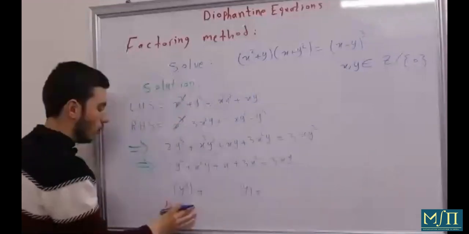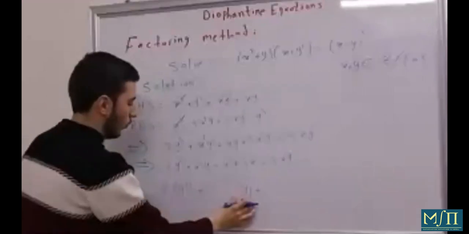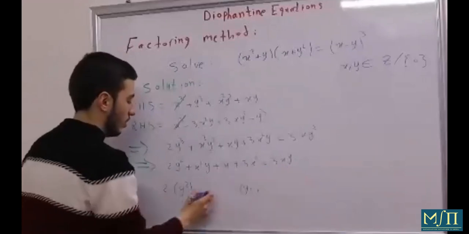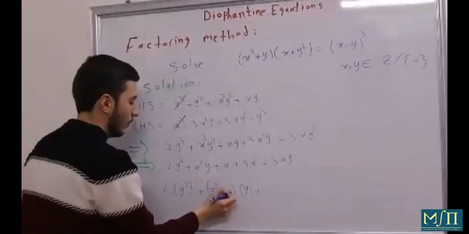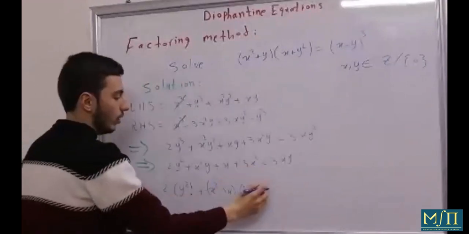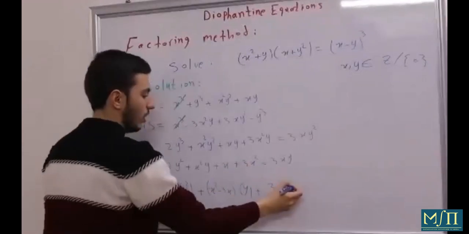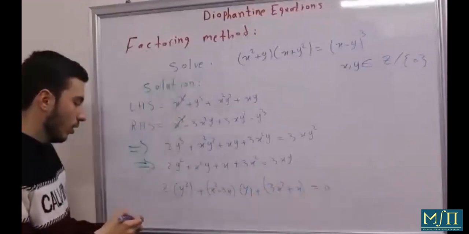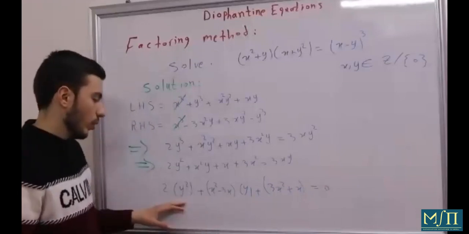Okay, so the coefficient of y squared is 2. What is the coefficient of y? x squared minus 3 times x, plus 3 times x squared plus x equals 0. Okay, so now we have written our equation as a quadratic equation with respect to y.